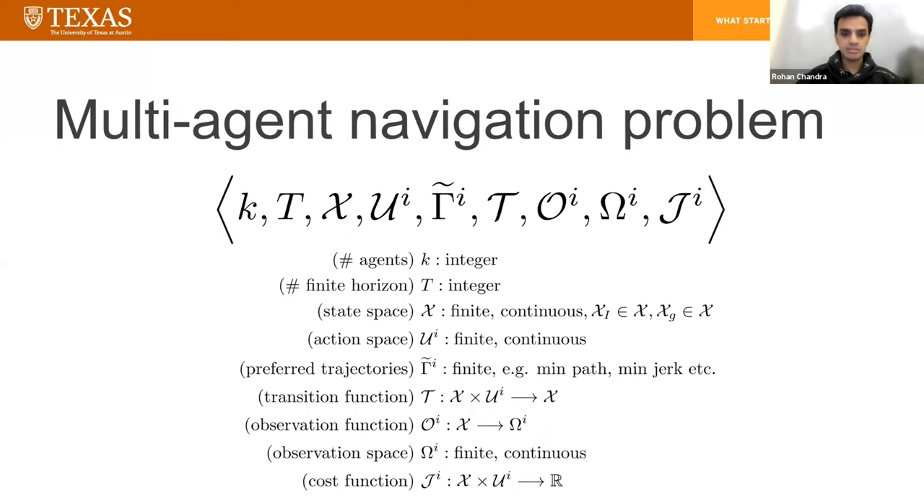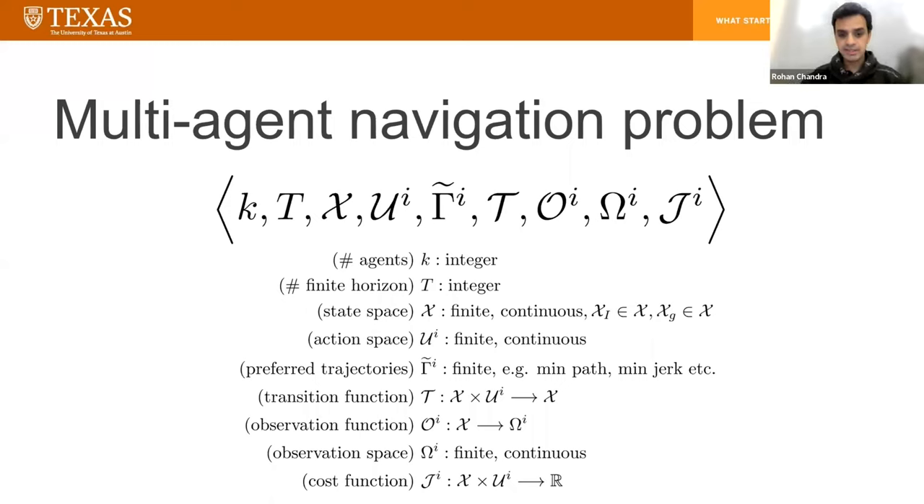Here, K refers to the number of agents. It is an integer. T is a finite horizon. It is also an integer. And yes, I'm assuming finite horizon, but for reinforcement learning people, you can think of this as gamma equals one. State space, action space are finite, continuous. The state space has two subsets, Xi, Xg, where Xi, Xg contains the initial points and the goal points of the robot. And for simplicity, we can think of these as singleton sets. So each robot has a single start point and a single goal point.